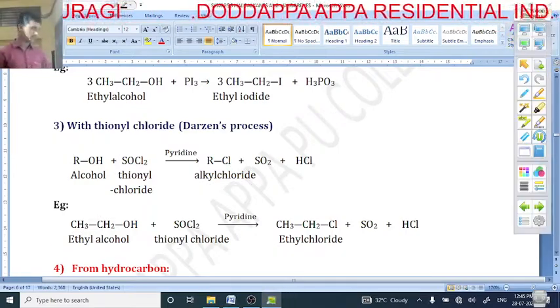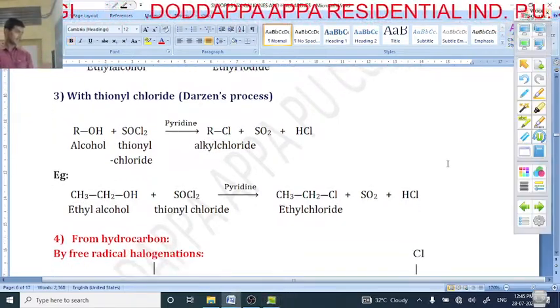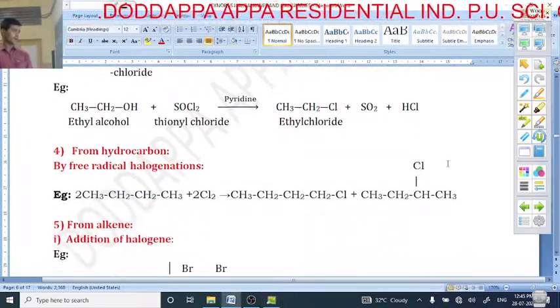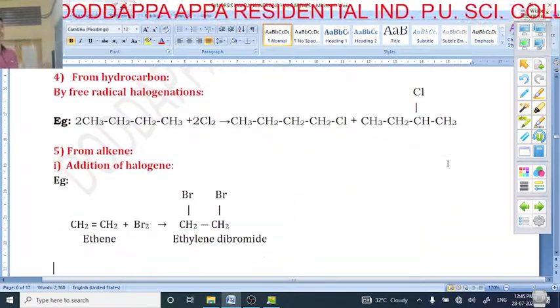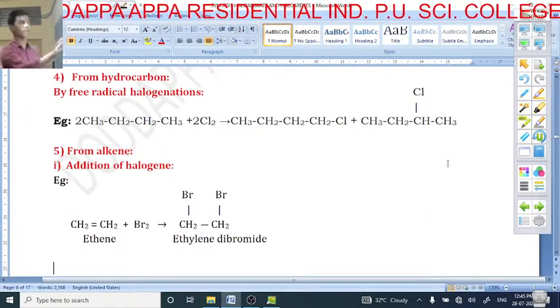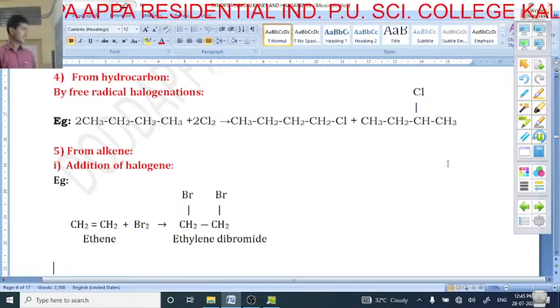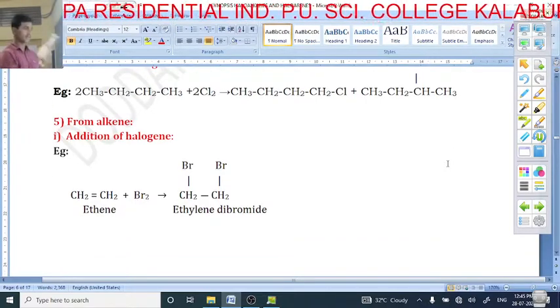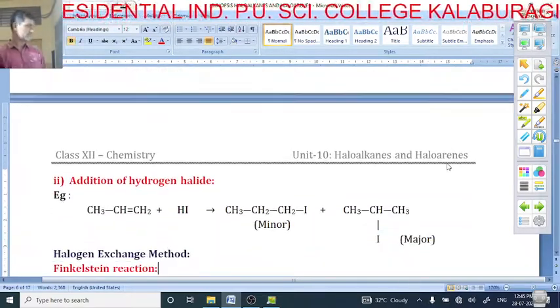Next example. Next is from hydrocarbon. Since it is from hydrocarbon, we can get two isomeric products. Okay, the next is addition of halogen. It gives what? Ethylene dibromide.